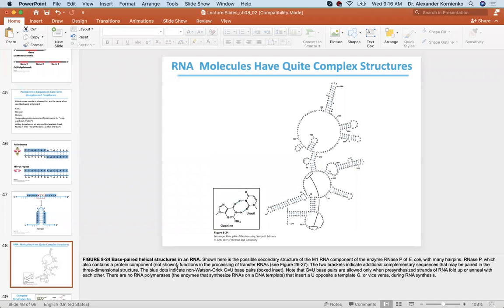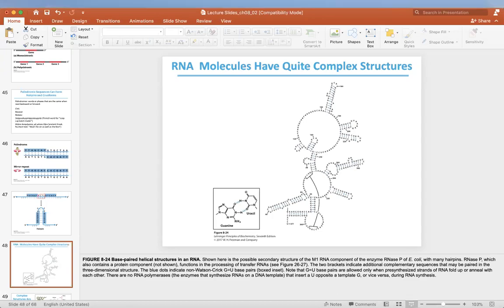No, take it back. Contains a protein component, functions in the processing of transfer RNA. Take it back. So processing of transfer RNA. So you can see there are actually a whole bunch of these hairpin loops, right? So again, this sequence and that sequence, they're complementary.